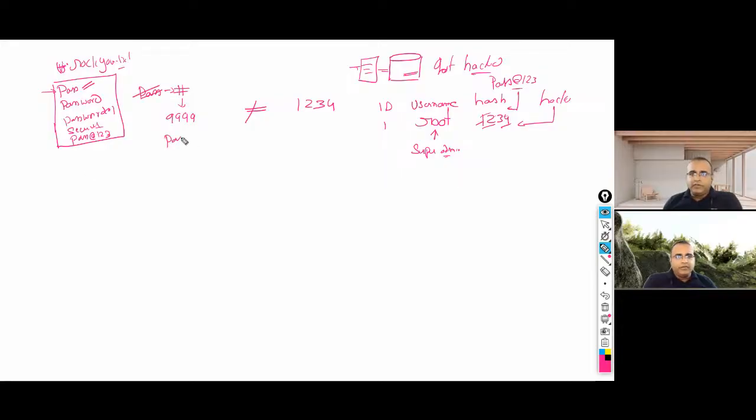Same thing he is going to do for password as well, and let's say he gets 8888. It is not matching. This is not the password. Same way he'll keep on trying each and every one, and finally he'll come to pass@123. When you convert it to hash, the value is going to be 1234. Both of them are matching. He knows the password is pass@123.